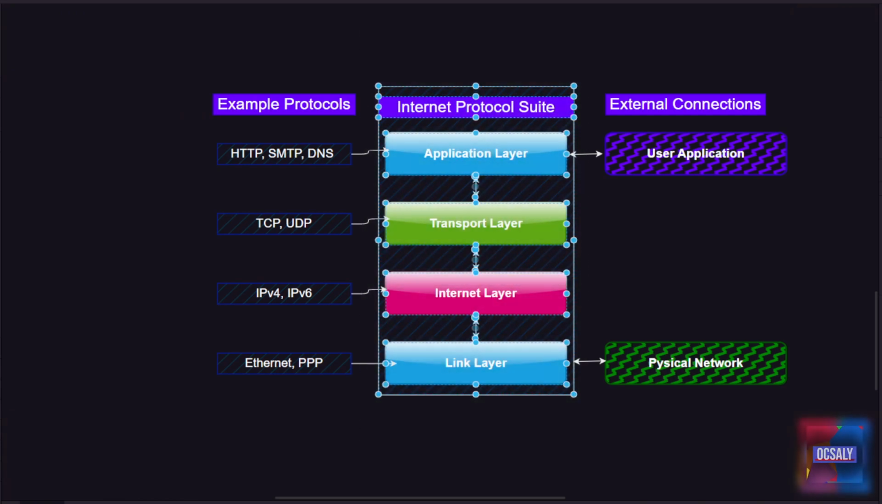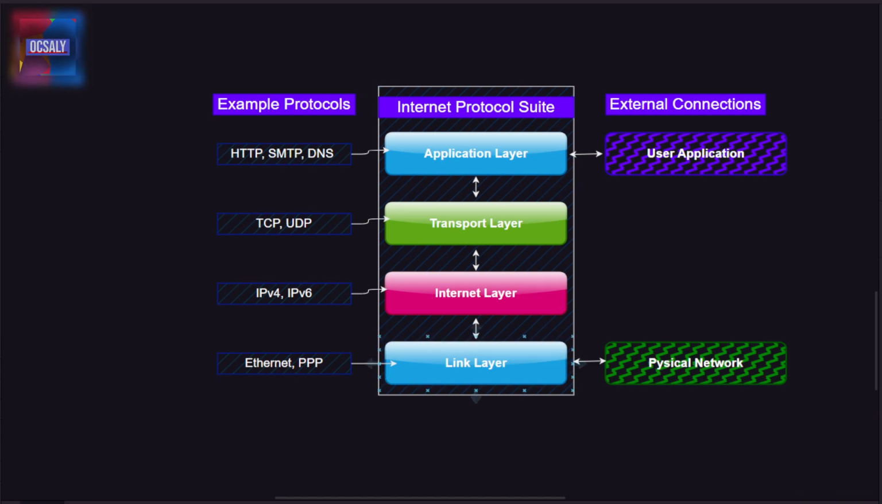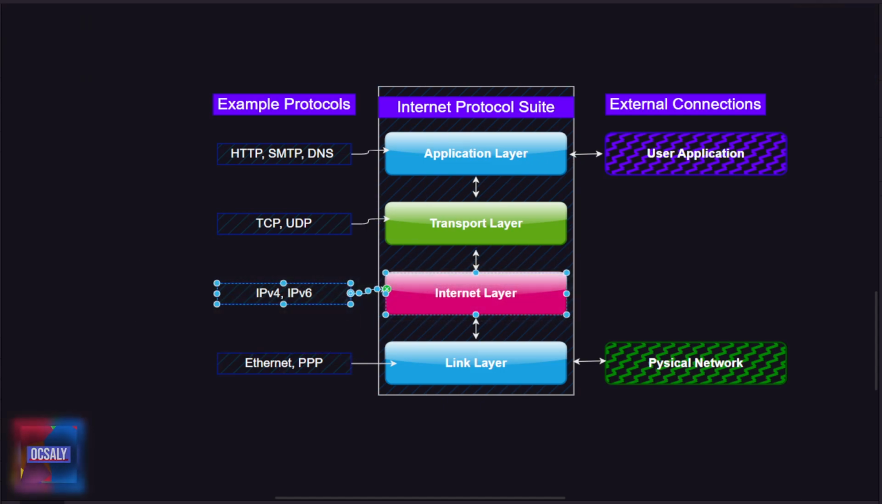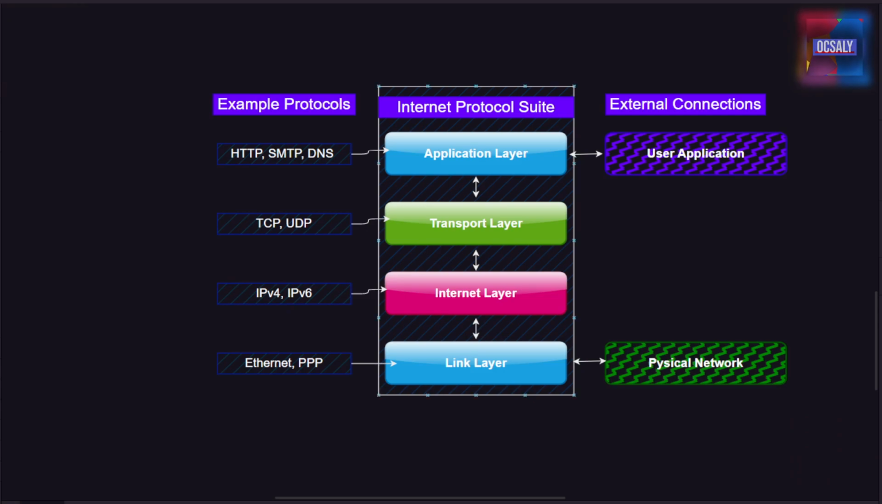Let's get started with the link layer. This layer is the lowest level and describes the physical mechanisms used to transfer information between nodes on a local network. Well-known examples include Ethernet, both wired and wireless, and the Point-to-Point Protocol, PPP. We also have the internet layer. This layer provides the mechanisms for addressing network nodes, and unlike the link layer, the nodes don't have to be located on a local network.